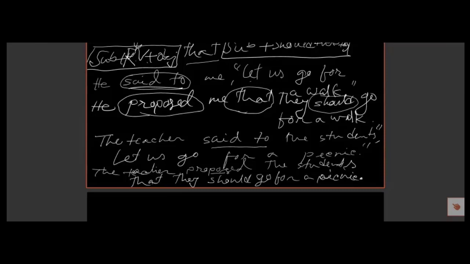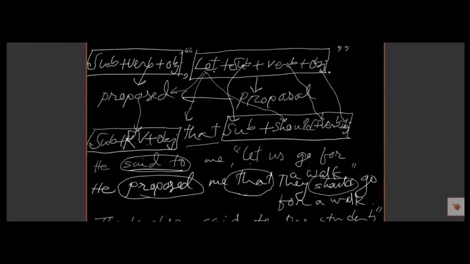I repeat the sentence. If the sentence begins with "let", then the indirect structure will be in this position: subject, then reporting verb, then object, then "that", then subject plus "should" plus verb plus object.